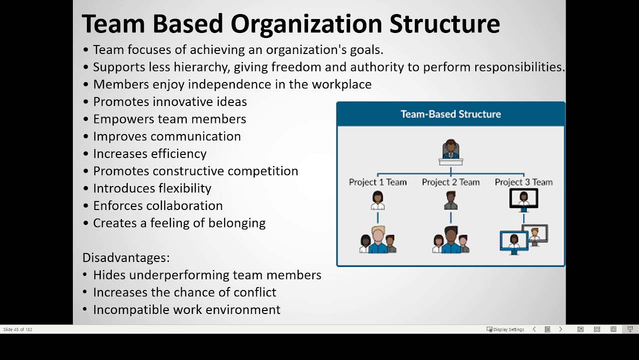Increases the chance of conflict. These are humans. Teamwork gives more conflict. And the third one is incompatible working environment. Well, we all know teamwork needs a certain environment, which is not easy to find in any organization.